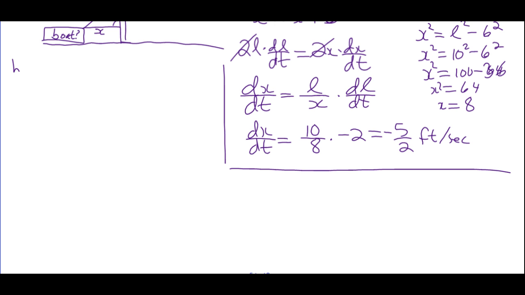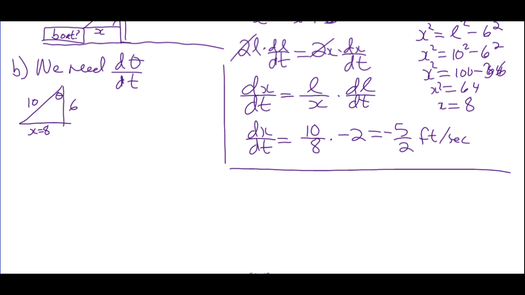Okay, so B. We need d theta by dt. And what have we got? The scenario we've got is this is 6, this is 8, this is 10, this is theta. But this is x, right? x is equal to 8 at that moment, just in case we need x again.